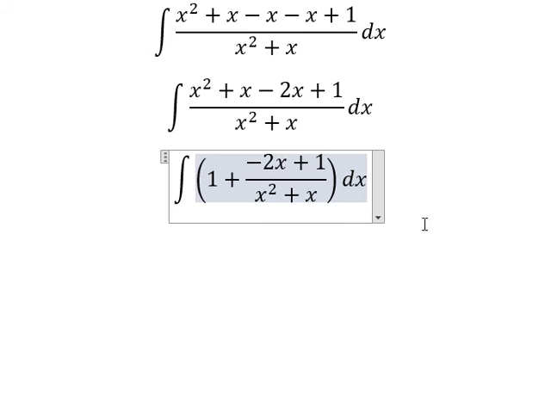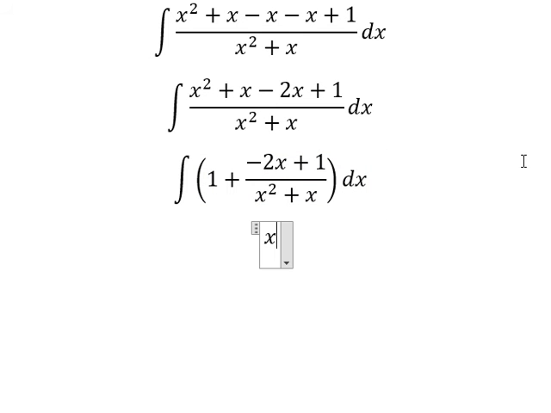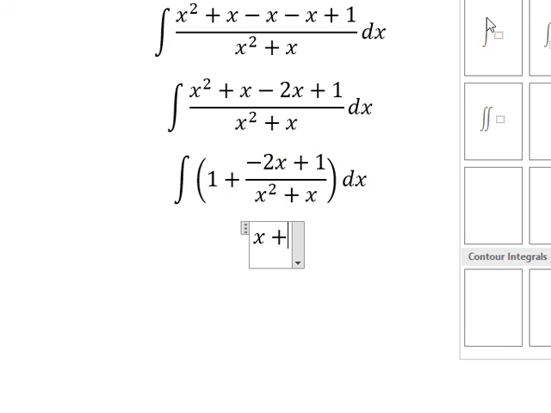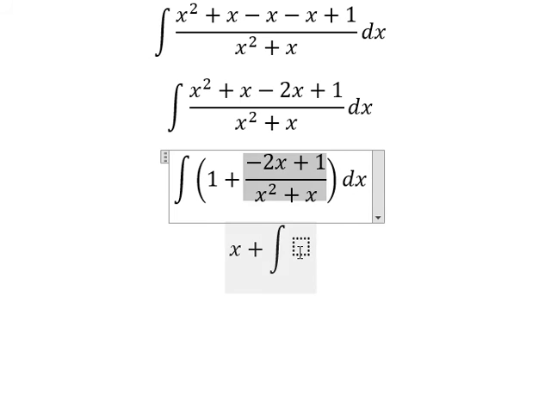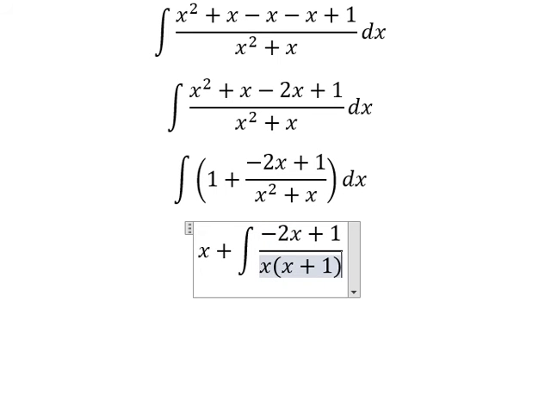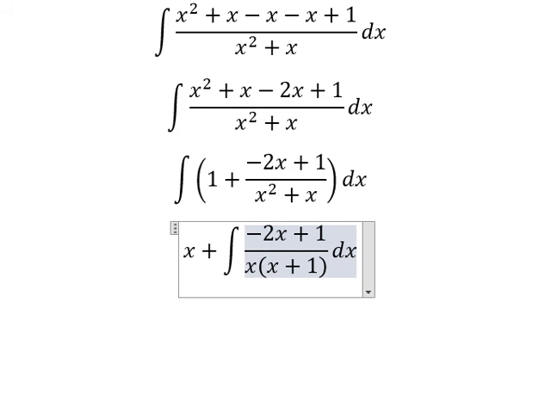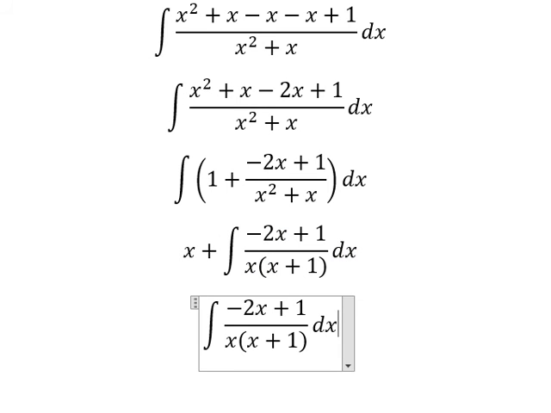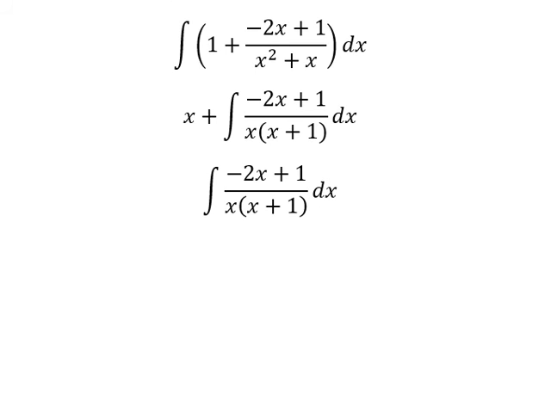The integration of number 1, we have s. Now we just have this one left. S squared plus s, we can do about factorization. Now I will go to this one. So we can use about partial fractions.